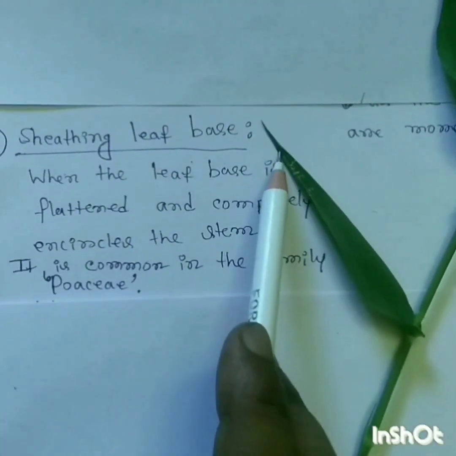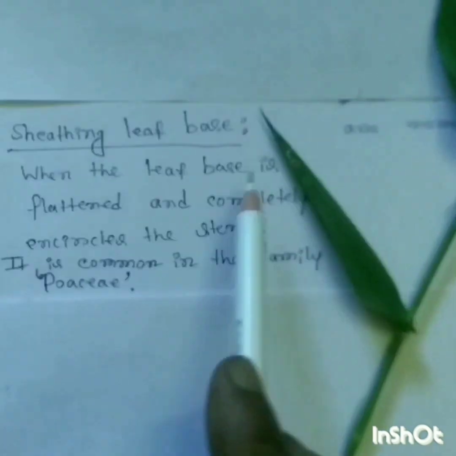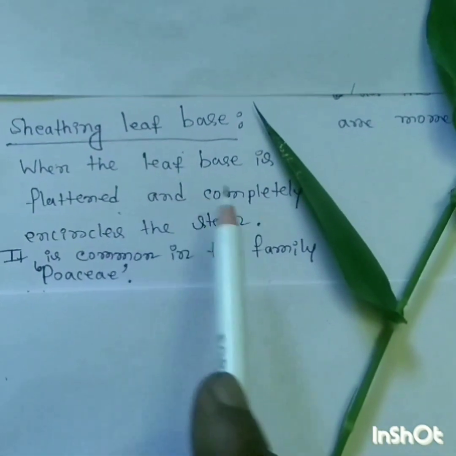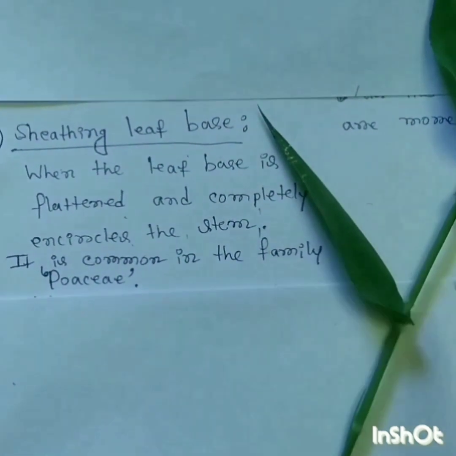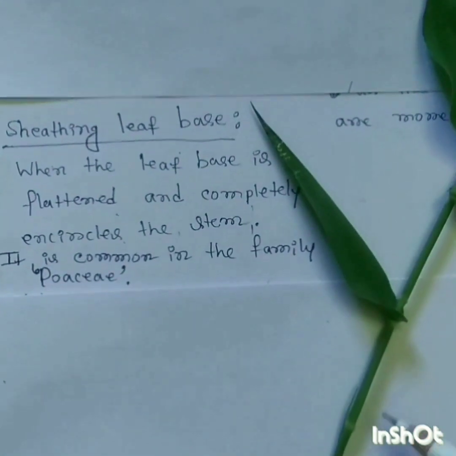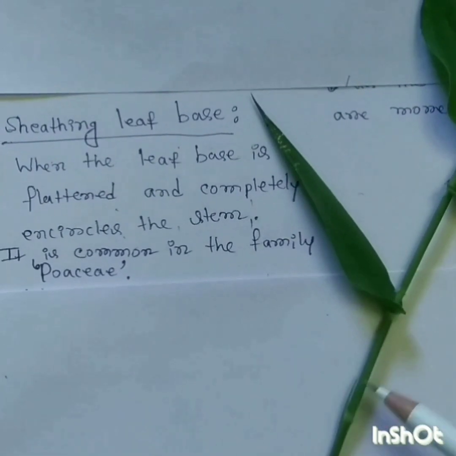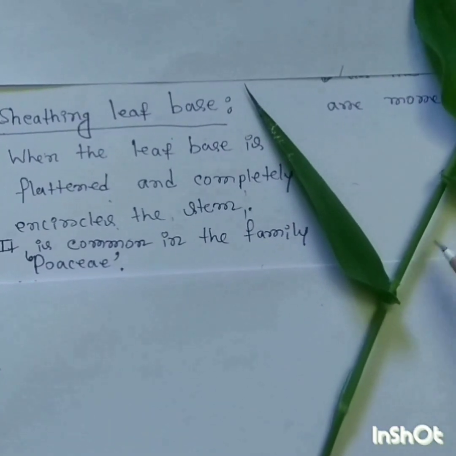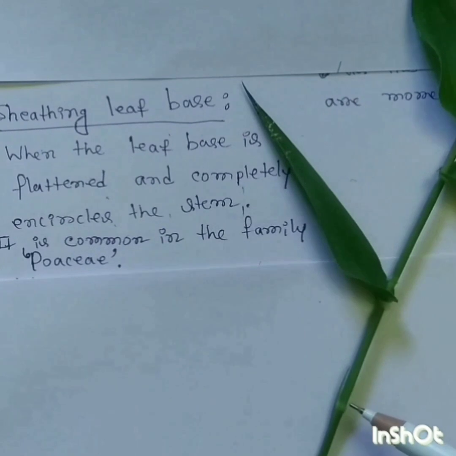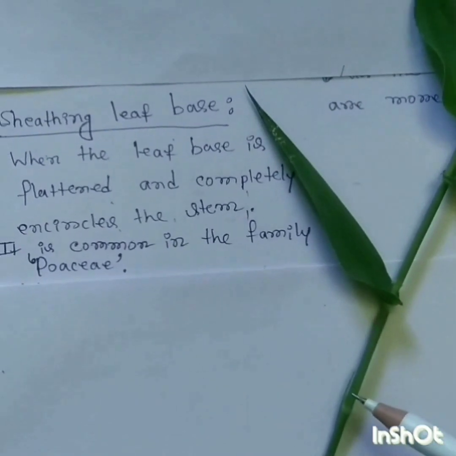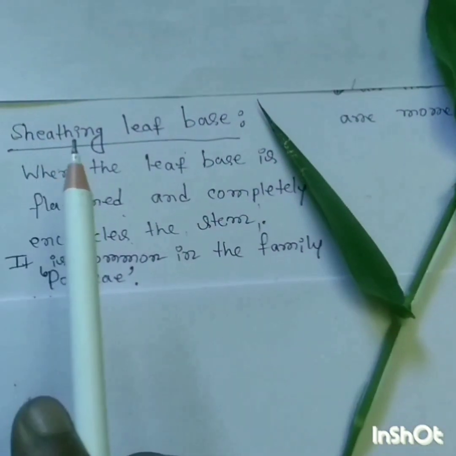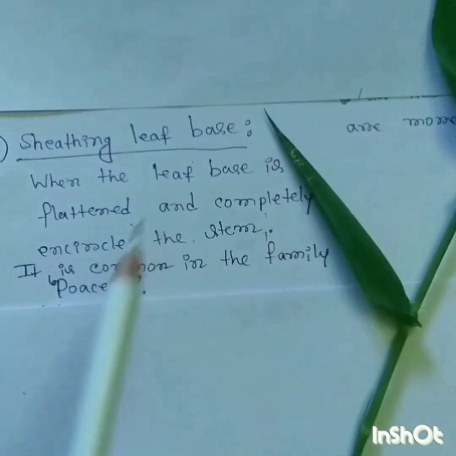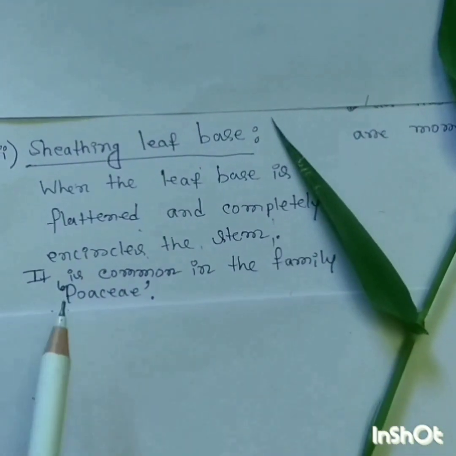Sheathing leaf base. When the leaf base is flattened and completely encircles the stem. Here the leaf base is flattened and completely encircles the stem. This structure is called leaf sheath, and this type of leaf base is called sheathing leaf base. It is common in the family Poaceae.